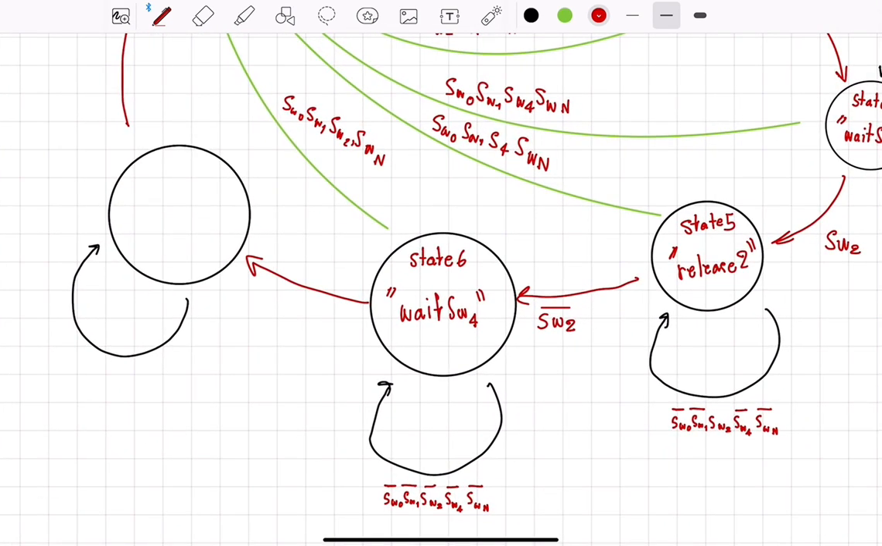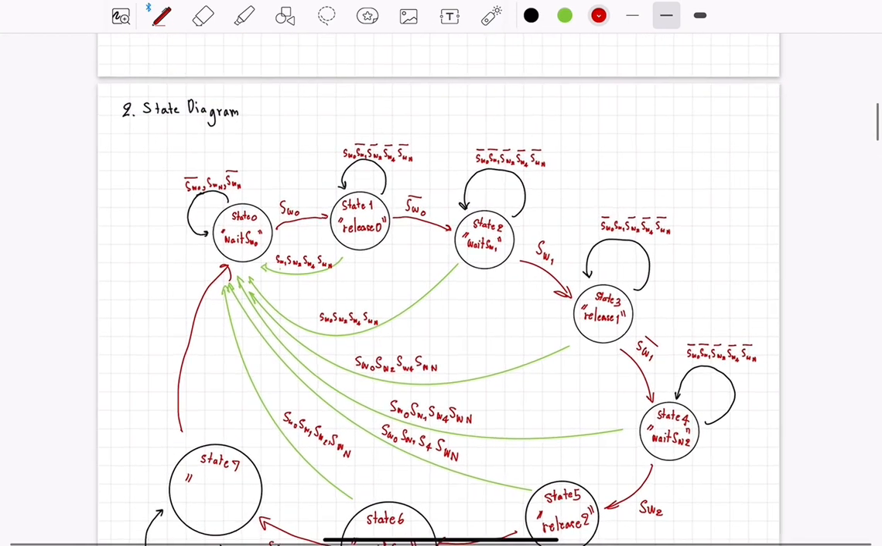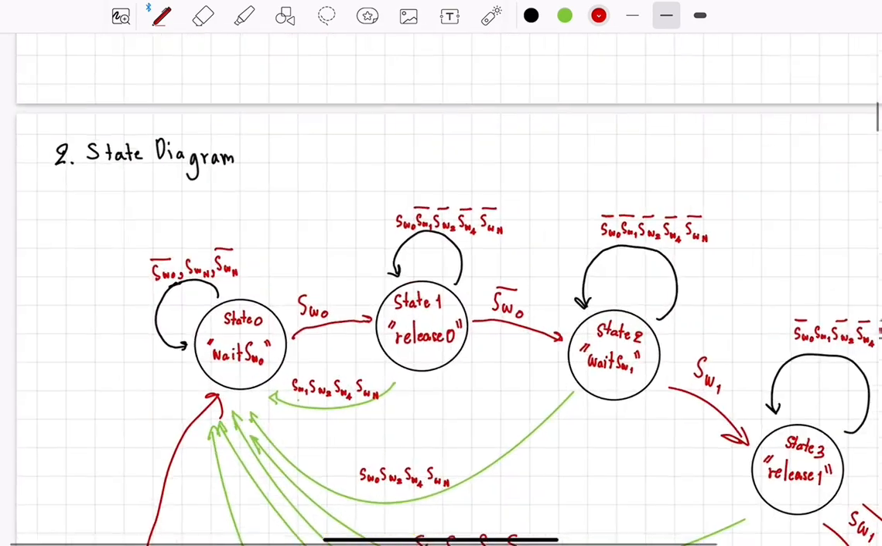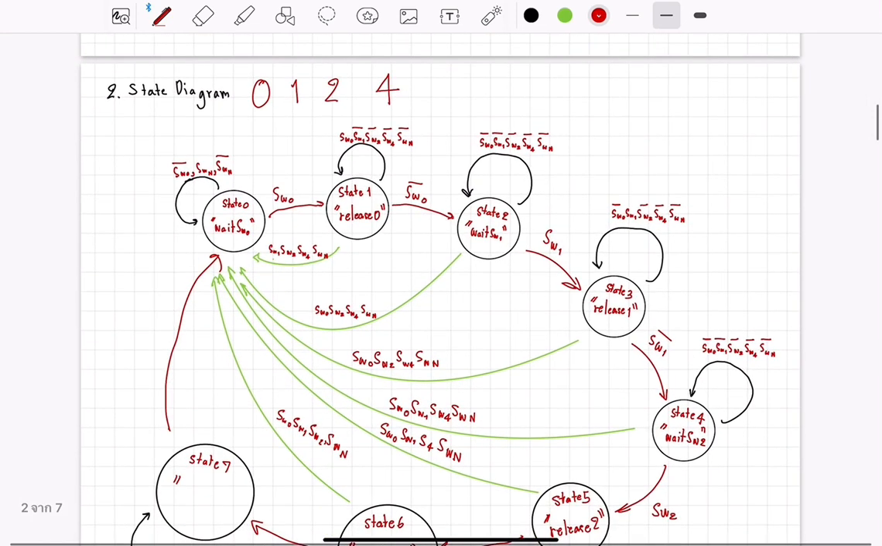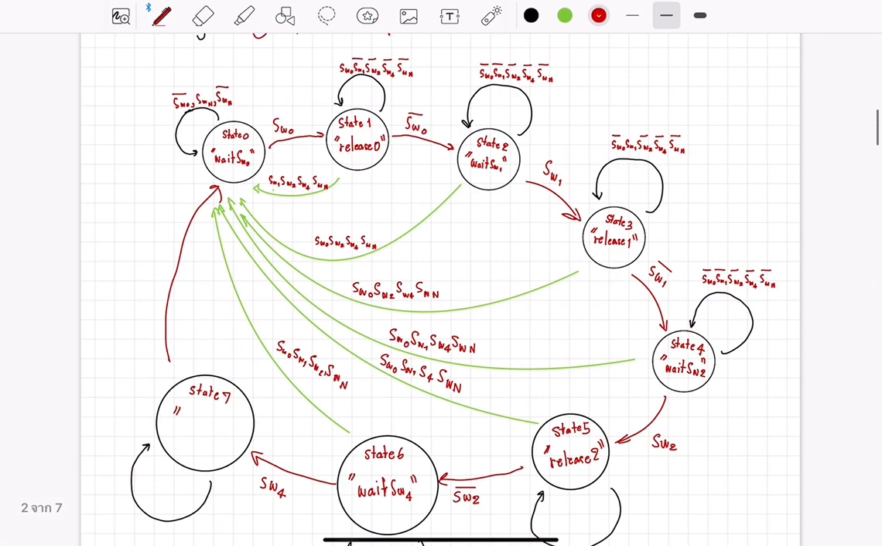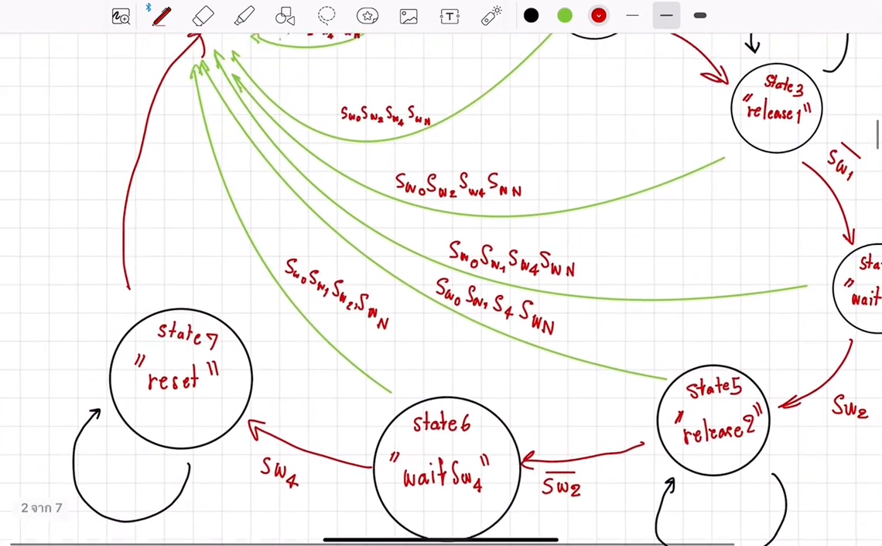When I put switch 4, I go to state 7. State 7 means the input number is 2, 4. The number is 0, 1, 4, 1, 2, 4. I put switch 1, switch 2, switch 4, and when I put switch 4 it goes to reset. Switch 4 is reset. It means I put 4, number is 2.